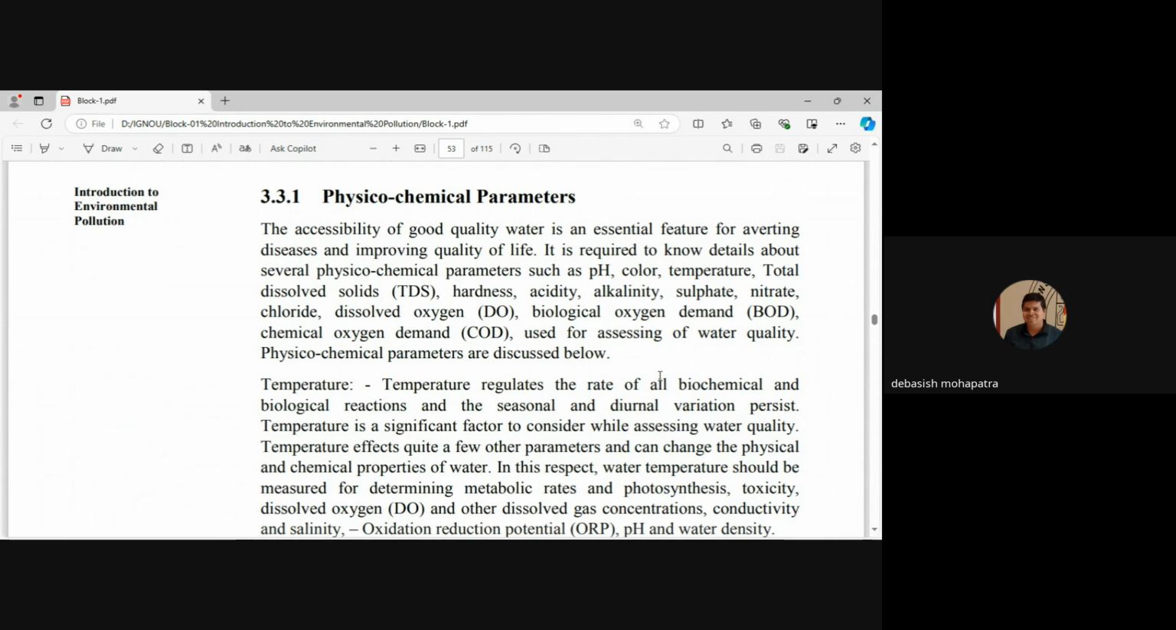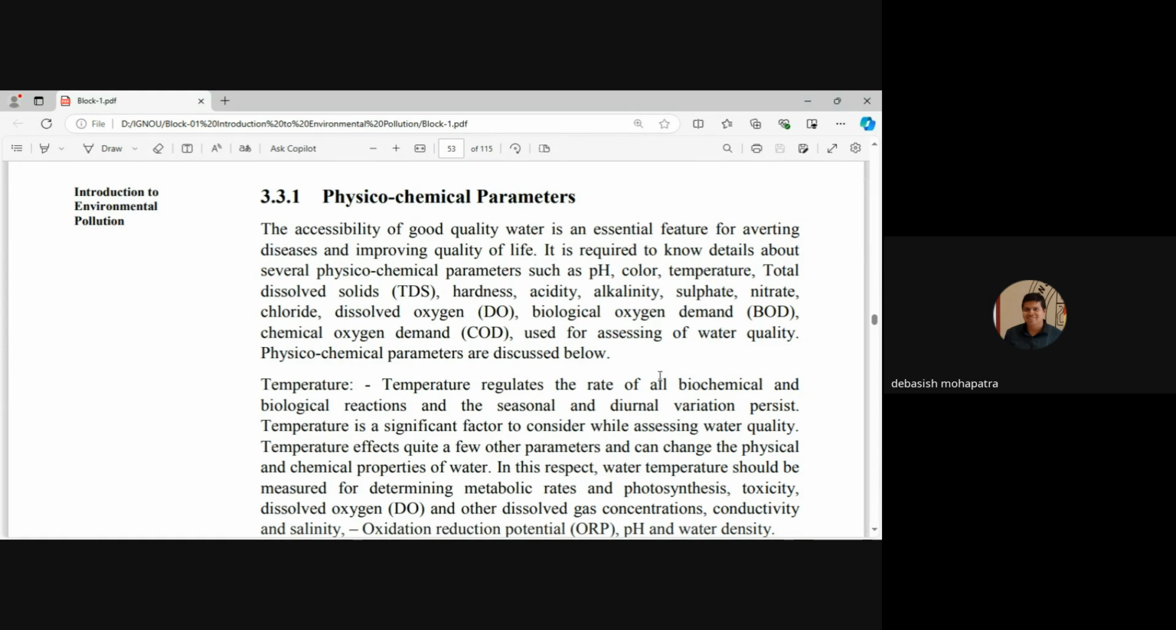Then the physicochemical parameters. So good quality water is an essential feature for averting disease and improving quality of life. It is required to know details about several physicochemical parameters such as pH, color, temperature, total dissolved solids TDS, hardness, acidity, alkalinity, sulfate, nitrate, chloride, dissolved oxygen, biological oxygen demand, chemical oxygen demand used for assessing water quality, physical, chemical.